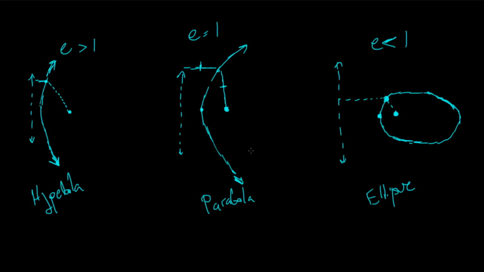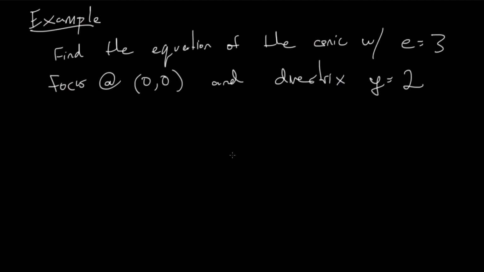So the last thing I'm going to do in this video, just a quick example. Find the equation of the conic with eccentricity 3. So you already know what the conic is based on this 3. Go ahead and answer that in your head. And focus at 0, 0, directrix at y equals 2. So we have all the information that we need to determine this conic. All right, so let's quickly just sketch a quick picture of this thing.